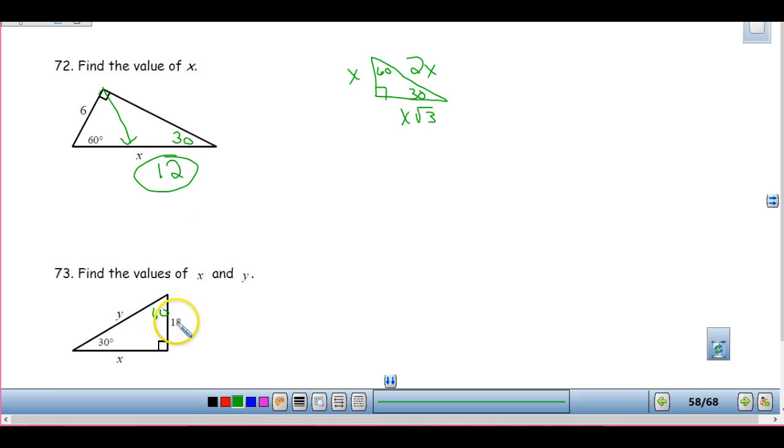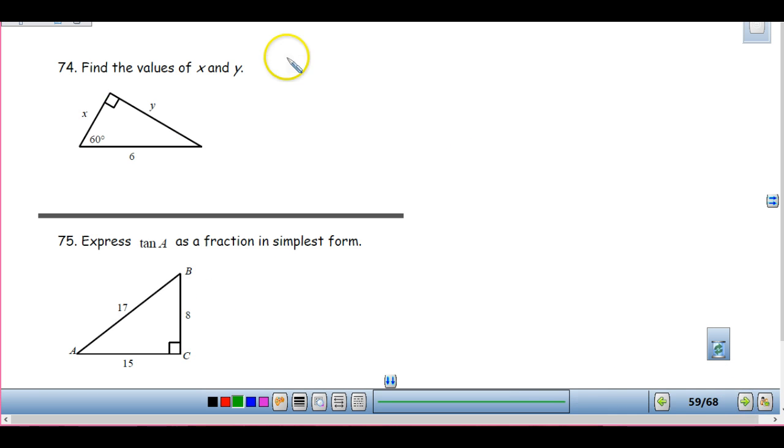Okay, I have across from 30, so that means my hypotenuse is twice that, so 36. Okay, and then to get across from my 60-degree angle, it's my shorter leg, which is 18 times the square root of 3. Okay, same thing here, except this time it gives me the hypotenuse. So hypotenuse to shorter leg, divide by 2, we get 3, and then short leg to long leg, 3 root 3. Alright.